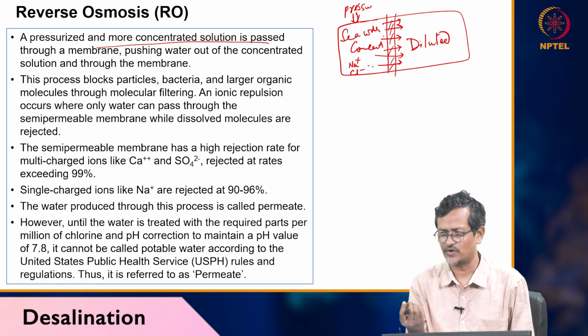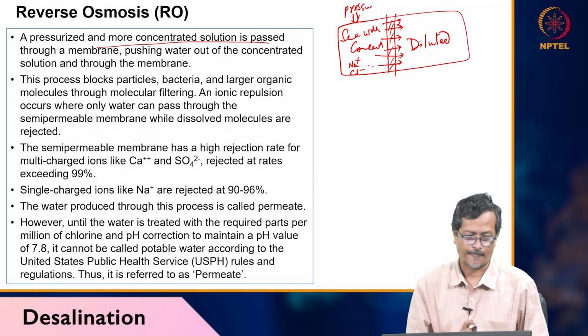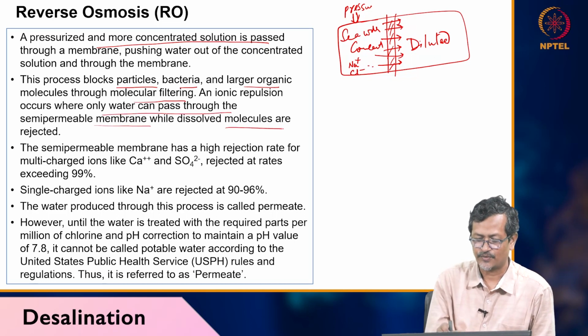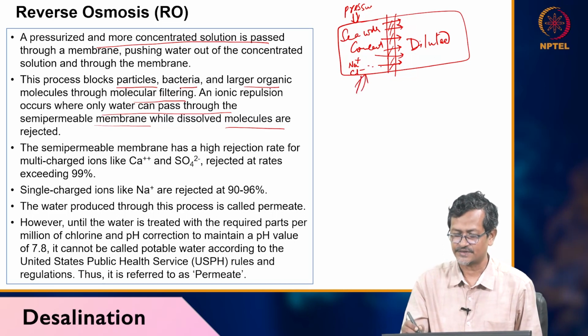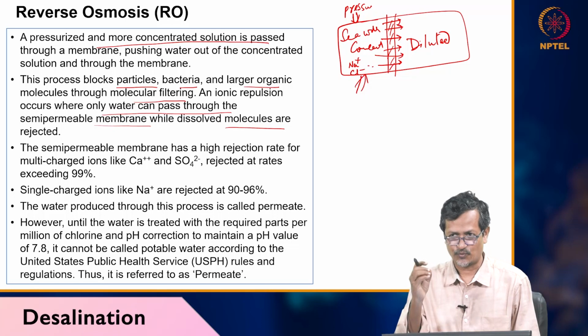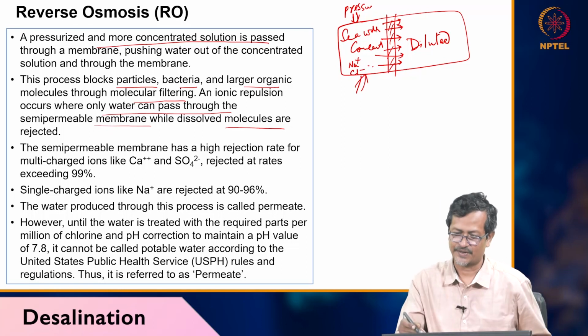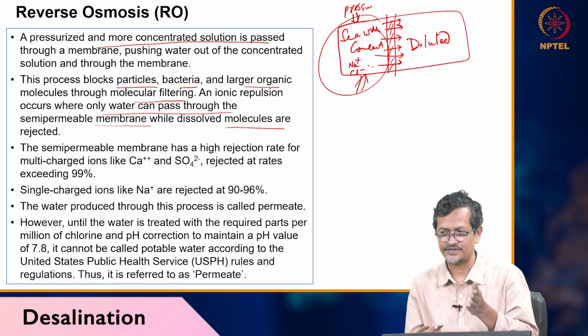Only a certain amount of salt may go through, based on your separation, your membrane efficiency. This process blocks particles, bacteria, and large organic molecules through molecular filtering, and ionic repulsion occurs when only water can pass through the semi-permeable membrane while dissolved molecules are rejected. Whatever salt is there will be rejected by this membrane. The seawater side concentration will gradually be increasing, because the water part goes to the diluted section, but the salt part remains. So this part will have more salt concentration, and gradually it will be increasing. So you have to remove that also to increase your system performance.